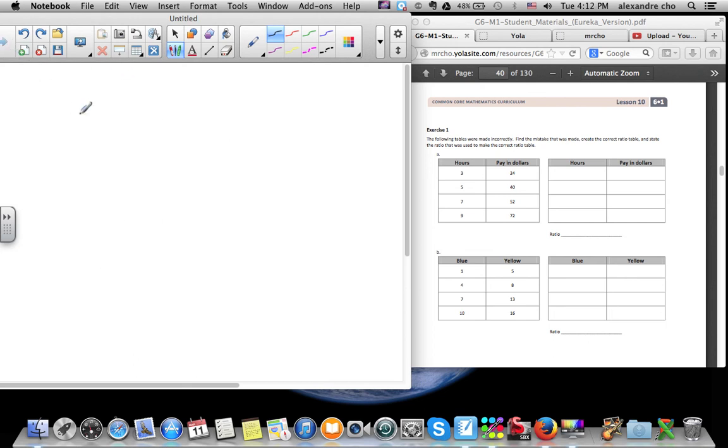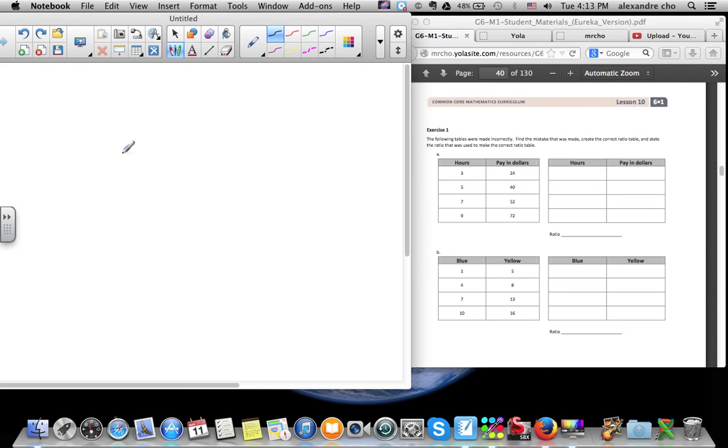B, let's see if we can find the relationship here. Blue and yellow. So 1 blue, you get 5 yellow. 4 blue, you get 8 yellow. 7 blue, you get 13 yellow. What in the world? 10, you get 16. So what is wrong here?